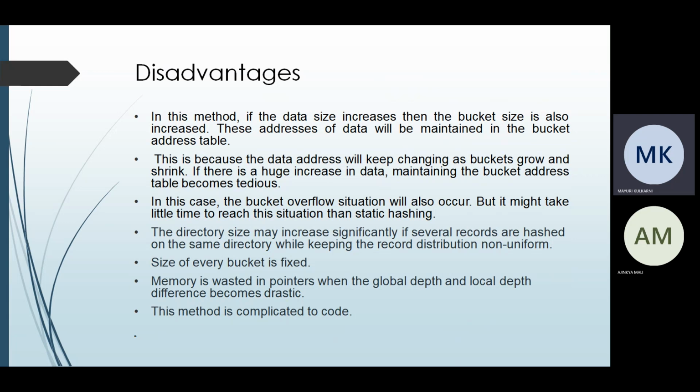In this case, the bucket overflow situation will also occur, but it might take a little more time to reach the situation than in static hashing. This is because the data address will keep changing as buckets grow and shrink. If there is a huge increase in data, maintaining the bucket address table becomes tedious. If the data size increases, the bucket size is also increased. These addresses of data will be maintained in the bucket address table.